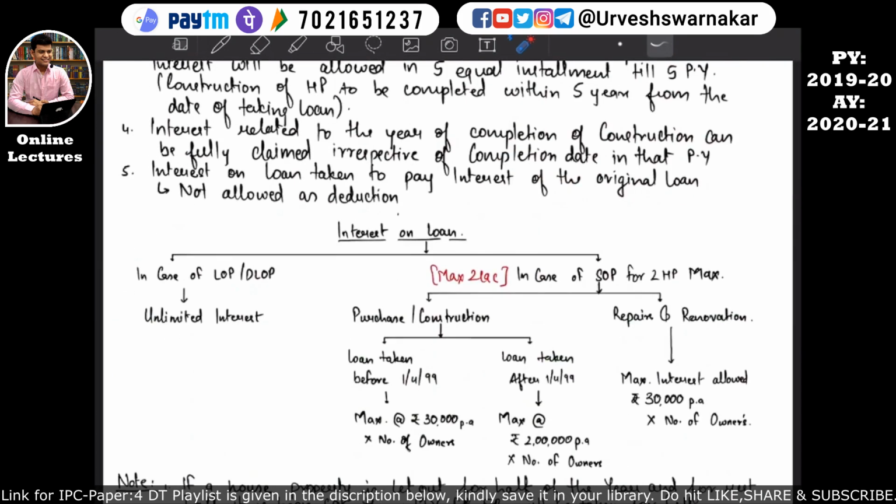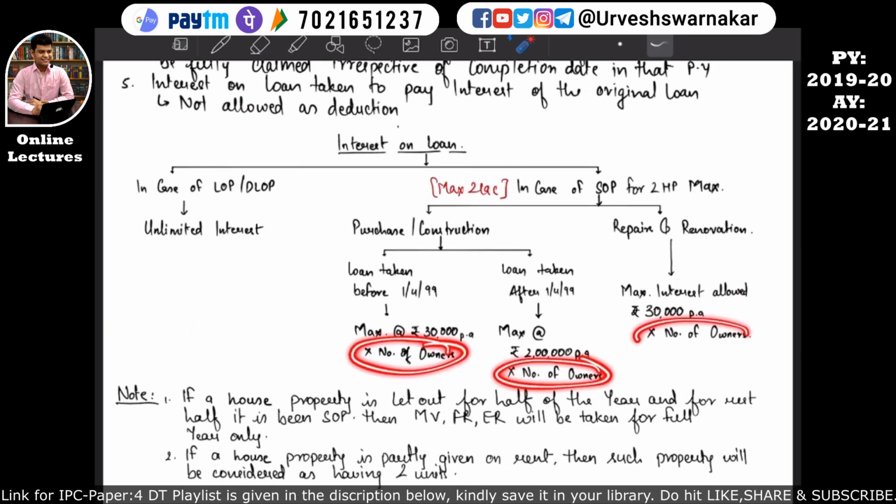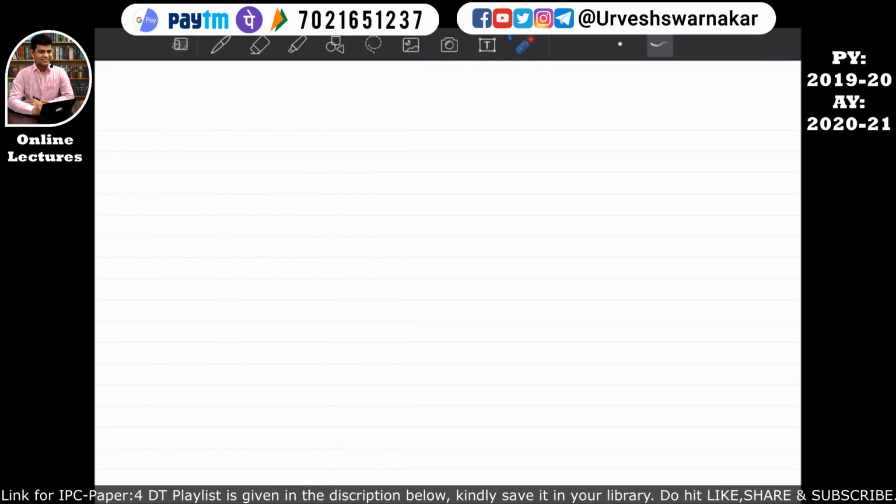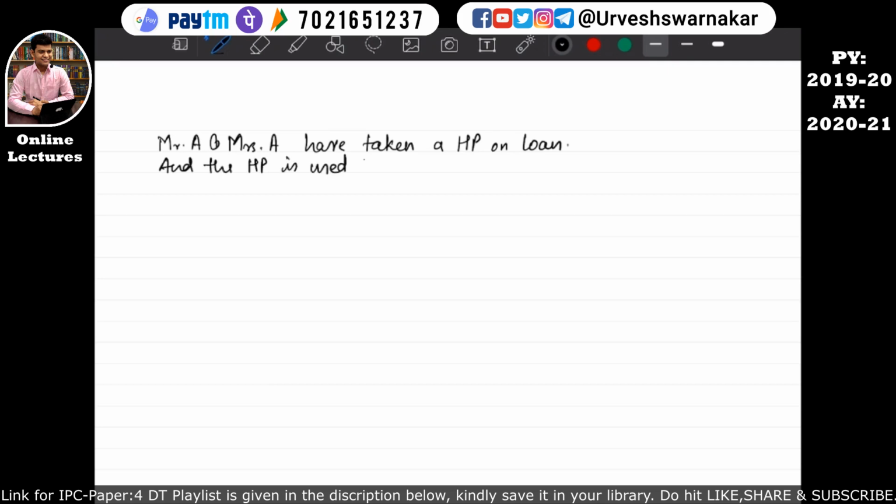So now let's understand this number of owners part. This is also very simple, but in order to explain this number of owners, I have to take an example. So again let's come to a blank page. For example, Mr. A and Mrs. A have taken a house property on loan, and the house property is used by both of them. So this means that the house property is a self-occupied house property.